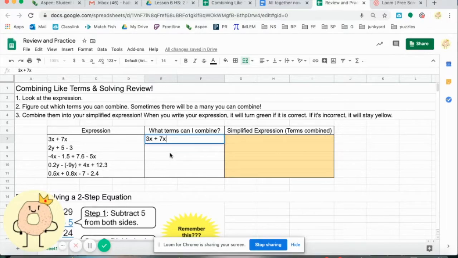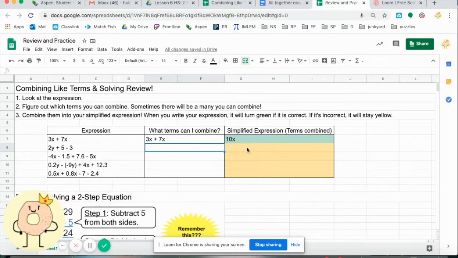Pretty simple. As you get into these expressions, you might have two things you can combine or more. You need to make sure you're combining them in the right way. Because when I combine them into a simplified expression over here, this box is going to turn green if it's correct, and if it's wrong, it's going to stay yellow. So if I have 3x plus 7x, I know that becomes 10x because I add my 3 and my 7. Boom, I know it's right because it turned green. If I made a mistake, it'll stay yellow, and I know I'm not correct. So if you turn green, you're good to go.